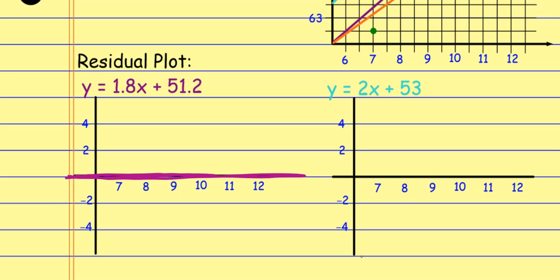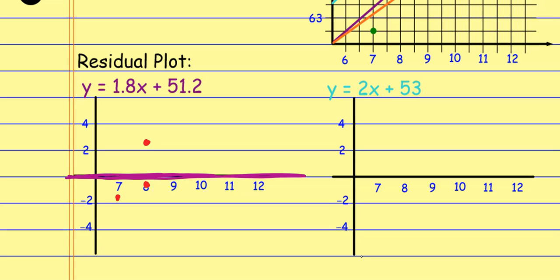And so when we look at a residual plot, the first residual that I had was a negative 1.8 right here at 7. Okay? And then at 8, I had a residual of negative 0.6, which is just below this line. But I also had a residual of 2.4, which is up here.